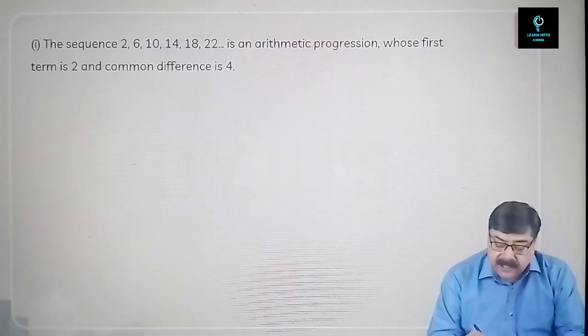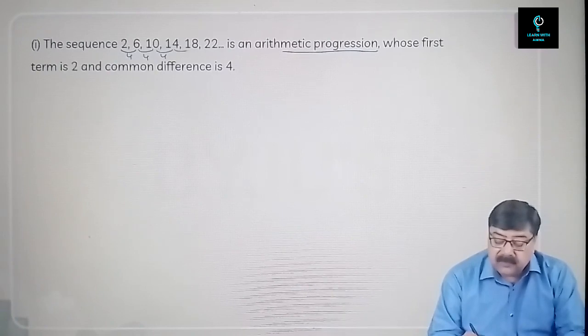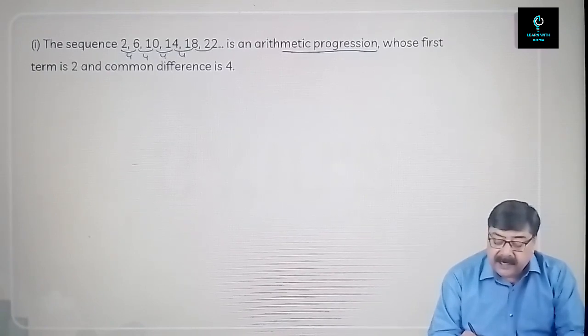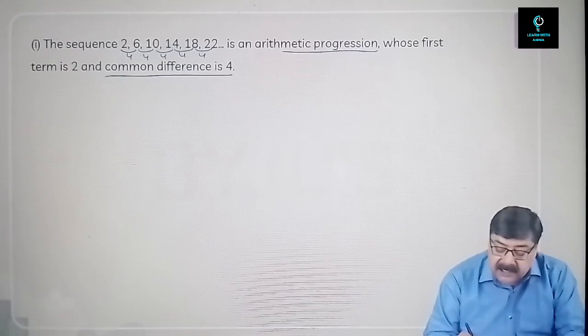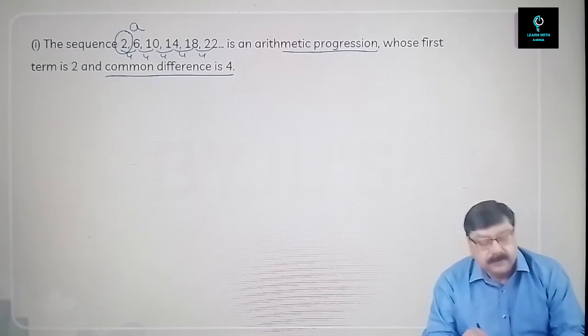Now, as you see, the sequence 2, 6, 10, 14, 18, and 22 is an arithmetic progression. Well, between 2 and 6, the difference is 4. Between 6 and 10, the difference is 4. Between 10 and 14, the difference is 4. Between 14 and 18, and 18 and 22, everywhere the difference is 4. So, the common difference here is 4, and the first term, that is A, is 2.